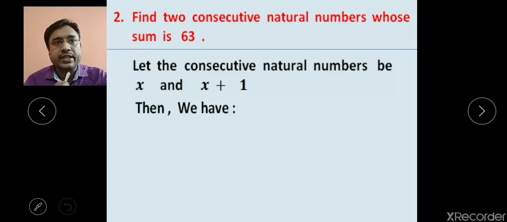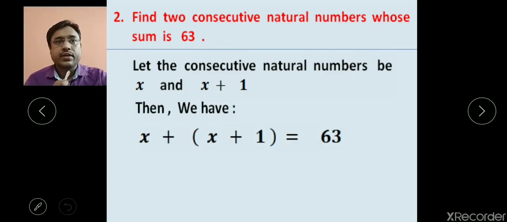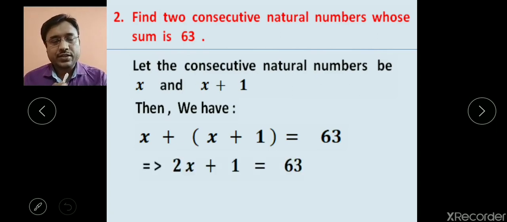Then we can write that x plus x plus 1, these two numbers' sum is 63. Solve this equation now. You can easily solve that. 2x plus 1 equals 63. This will come only. Now 1 you take on the right side here.